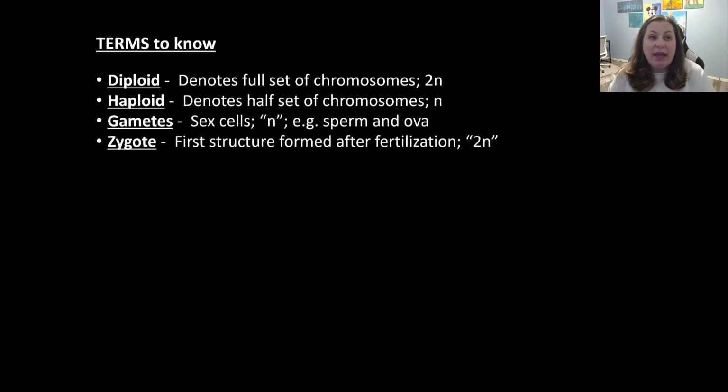The next thing we need to look at are what we call the gametes. Gametes are the sex cells. Now, these guys are haploid, meaning that they have half the number of chromosomes. These examples are going to be sperm and ova. Ova is another word for egg. We then have the zygote. The zygote is the first structure formed after fertilization, and this one is 2n, which is diploid. So when an egg and sperm fuse together, n plus n, we then have our 2n again, and that's what we get for our diploid.